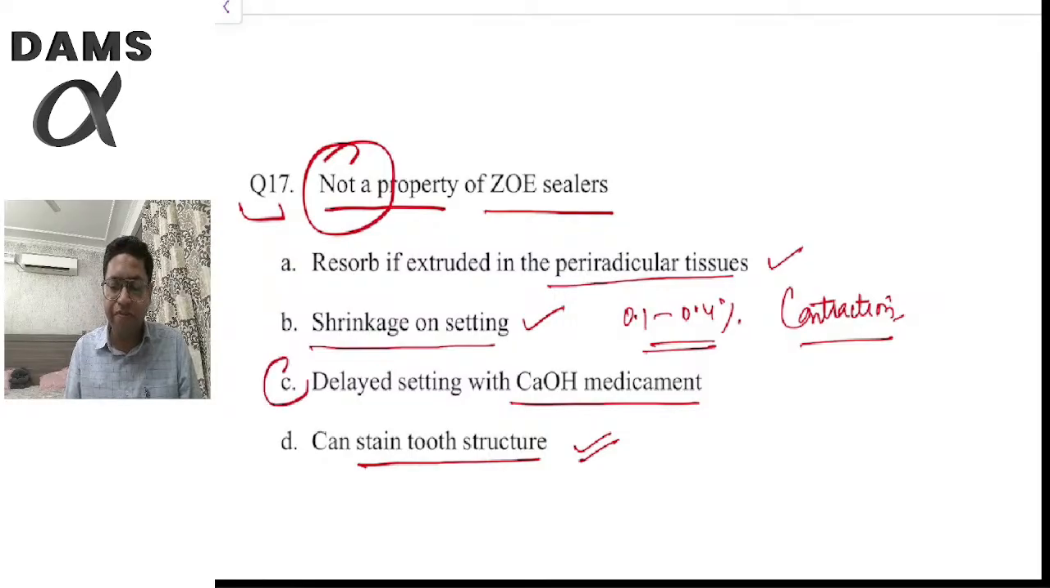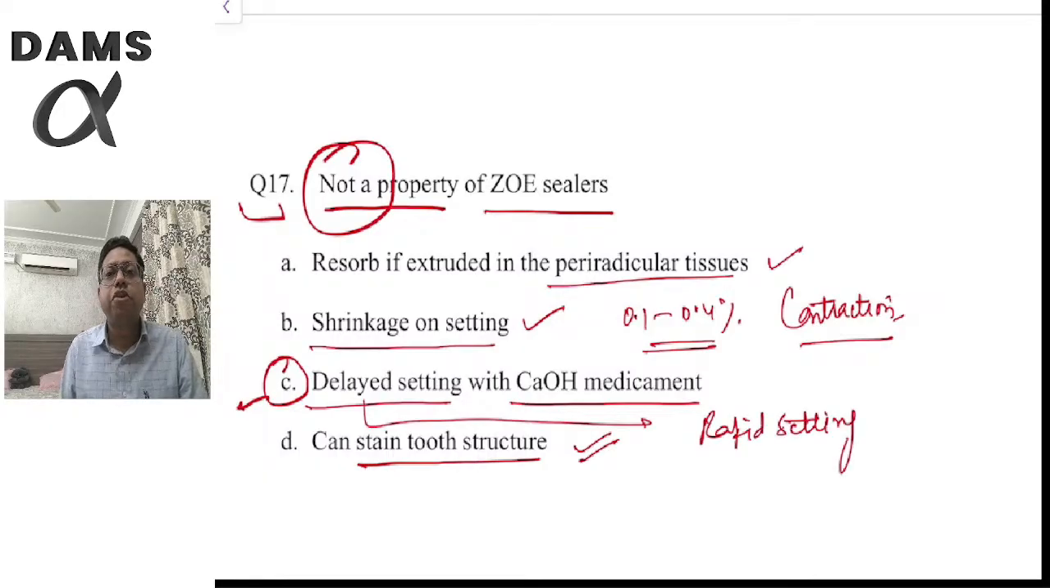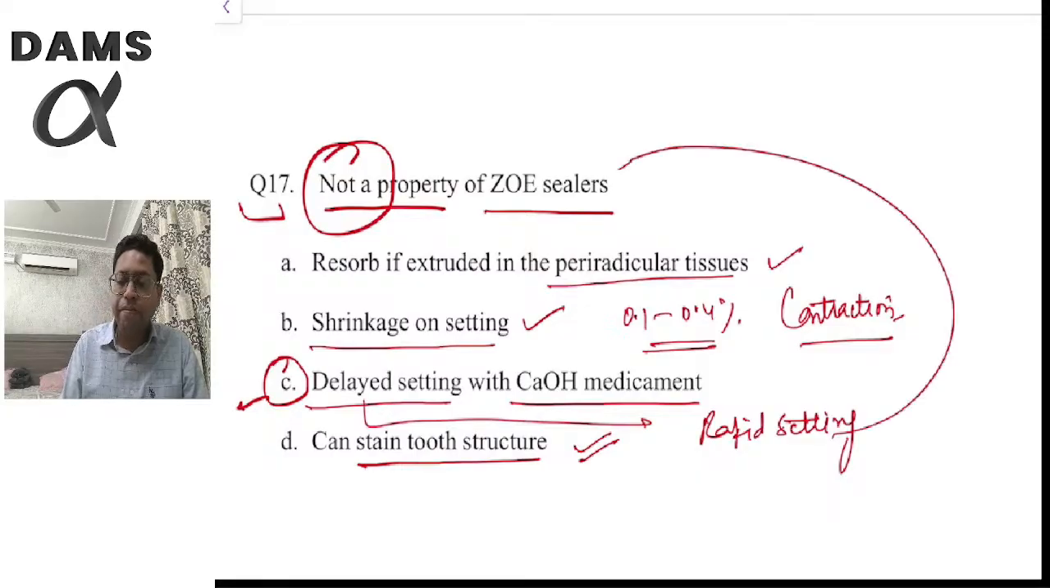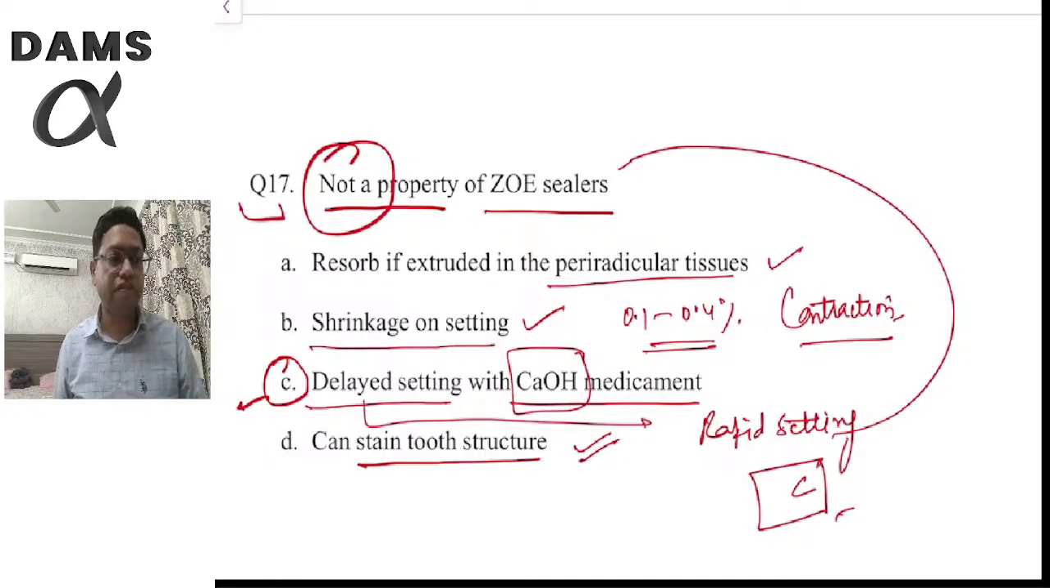Now, this is something that we have already discussed in today's session previously, that when we talked about residual calcium hydroxide inside the root canals, we know that a potential disadvantage is that this residual calcium hydroxide hastens the setting of zinc oxide eugenol based sealers. So there is not delayed setting, but there is rapid setting of ZOE based sealers when they are combined with calcium hydroxide. So option C is not the property of ZOE based sealers.